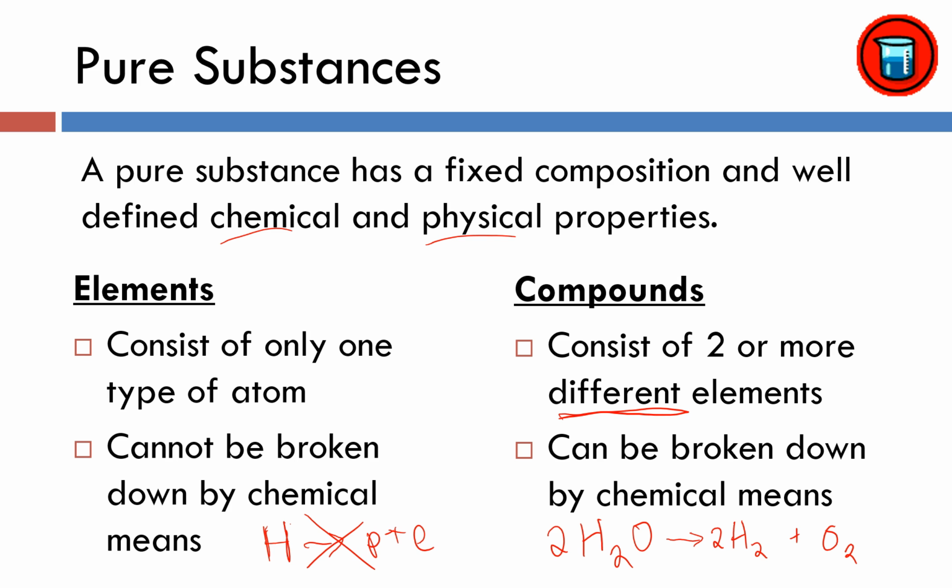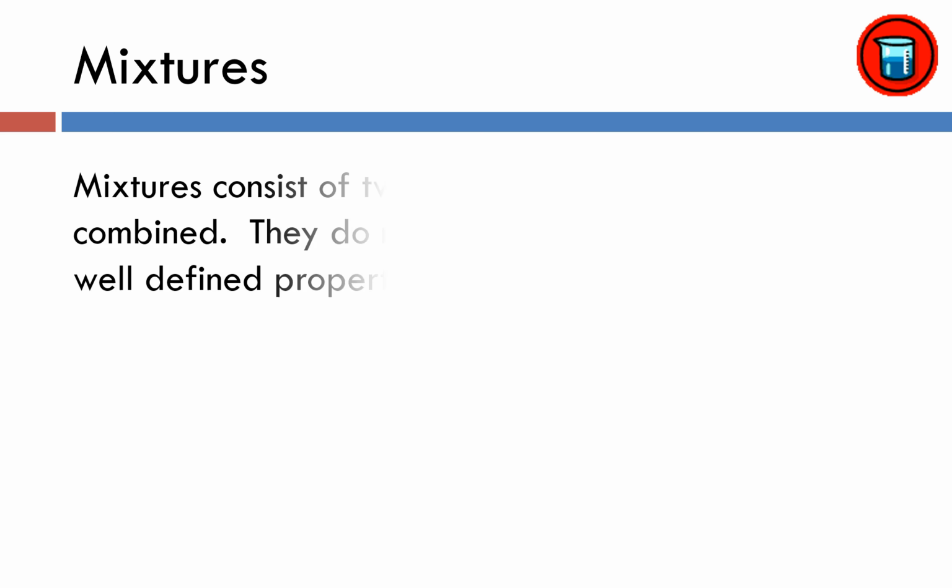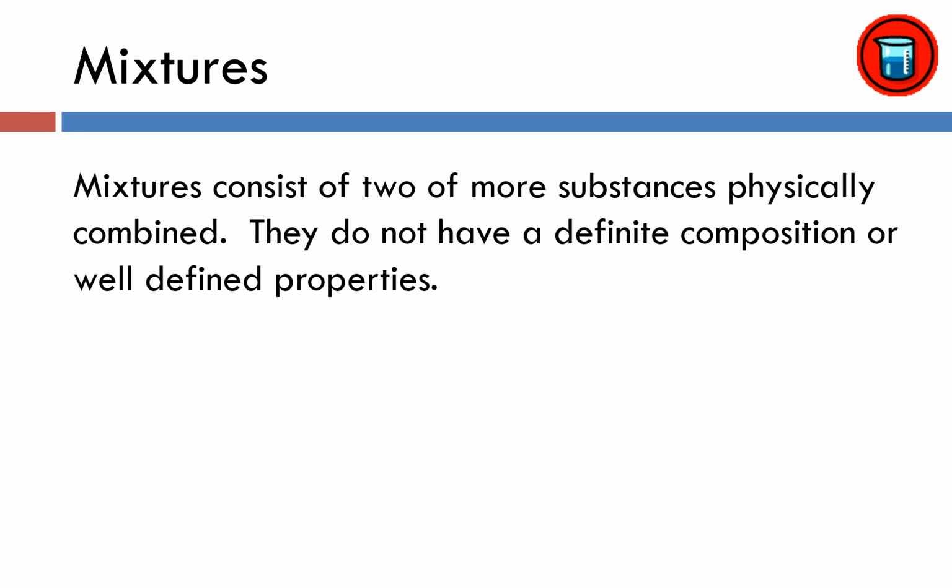If it's not a pure substance, you have a mixture. Mixtures consist of two or more substances that are physically combined. And what we mean when we say physically combined is that the atoms or the molecules of the sample are in physical contact with one another, but they're not interacting. They haven't exchanged electrons or shared electrons. They haven't formed a new substance. They just happen to be in the same proximity. Mixtures do not have a definite composition or well-defined properties.